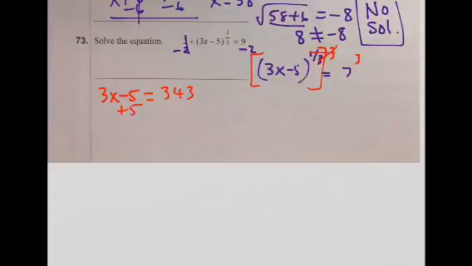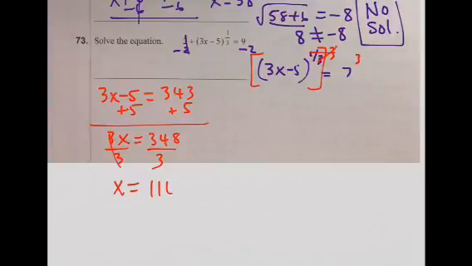So we're going to add 5. So 3x is 348. Divide by 3. So x is 116. Here's the answer.